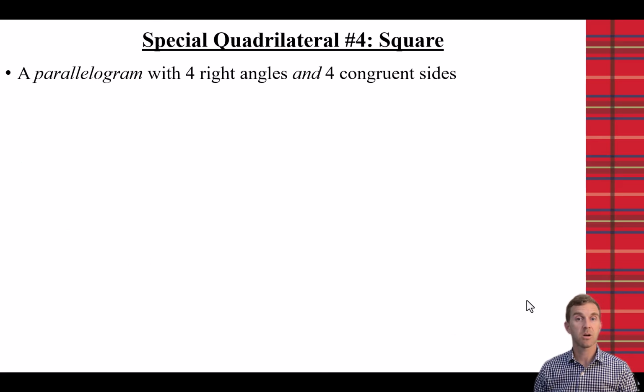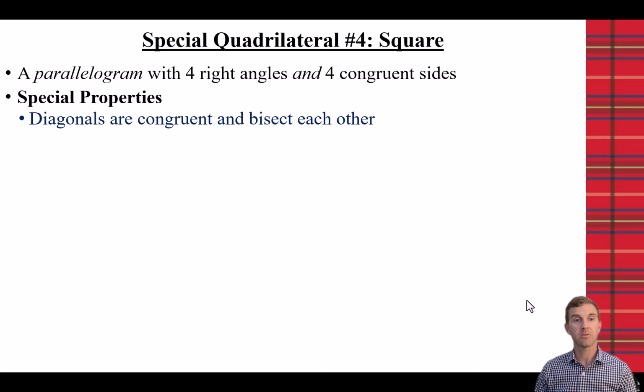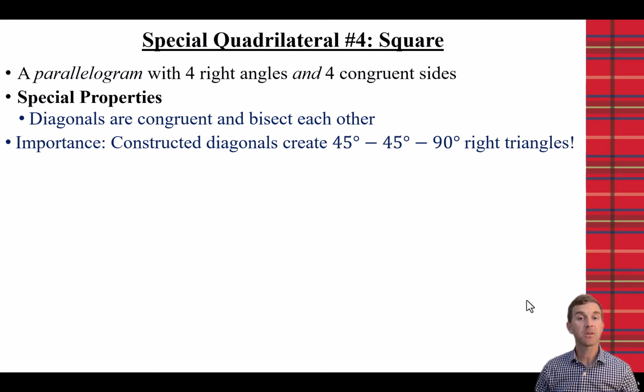Now let's look at our special quadrilateral, the square, which is a parallelogram with 4 right angles and 4 congruent sides. So it's the combination of the rhombus and the rectangle. By doing so, we're going to have diagonals that are congruent and they bisect each other. In other words, we're going to have 45, 45, 90 right triangles inside. We can use all those properties of that special right triangle to help us find missing sides.